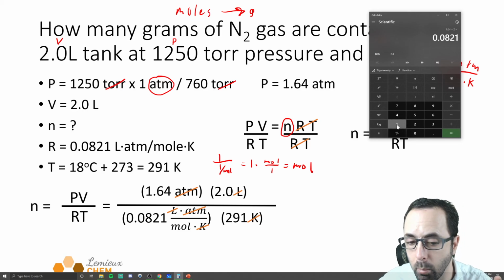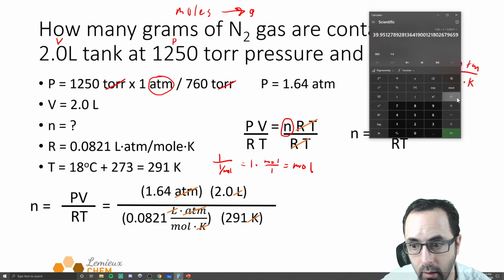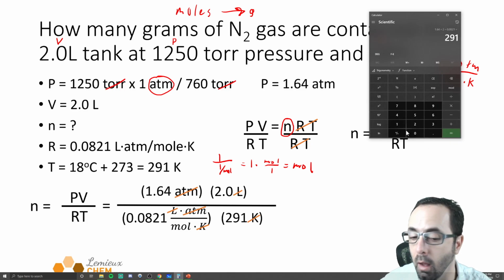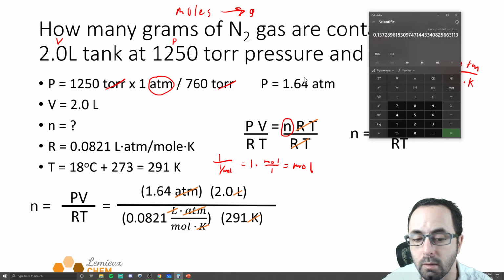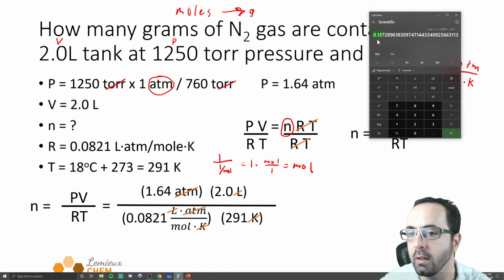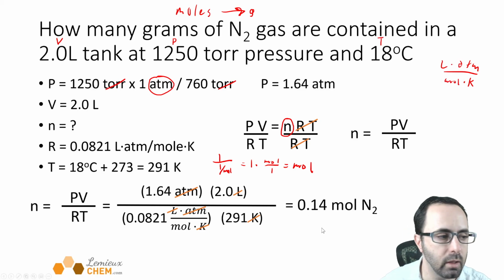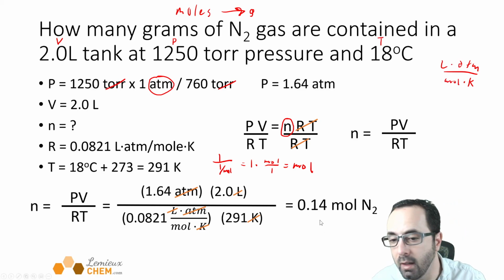0.0821. Now, here's where people mess up. 291 is on the bottom. Press divide 291. Okay, not times. It's on the bottom. Press divide. And now we're going to get this number, and 2.0 liters had 2 sig figs. That's the fewest, so we're going to round to 2 sig figs. It's 0.14. We round up because of the 7. And our unit is moles. 0.14 moles of N2.